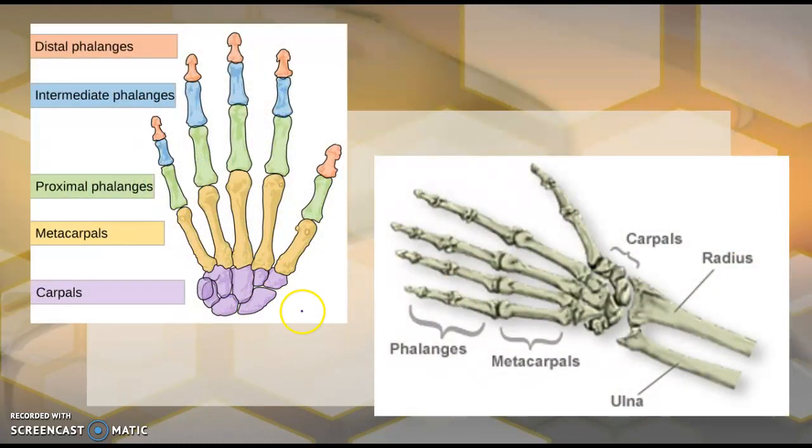So if we look here, the carpals are going to be your wrist bones. Metacarpals are in the palm of your hand, and then here are your phalanges. You have a proximal one in green, which means closer to the body, the intermediate, and then the distal phalanges. So every finger has 3 except for the thumb, which only has 2.